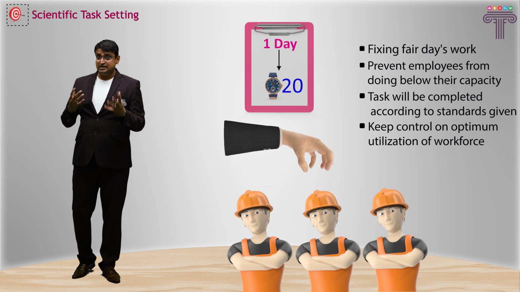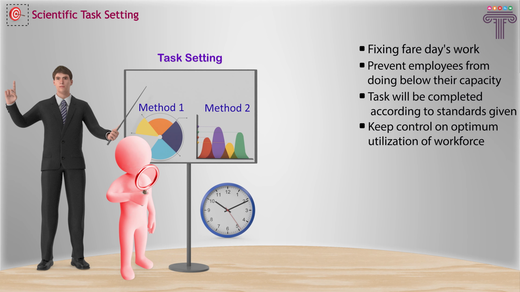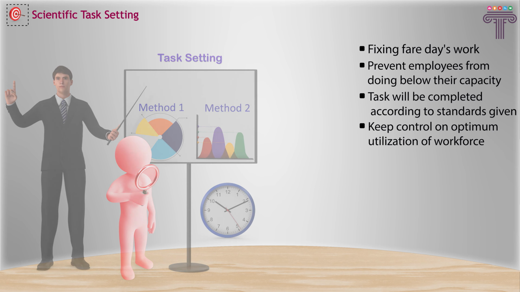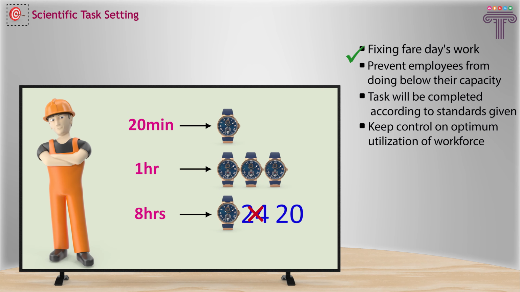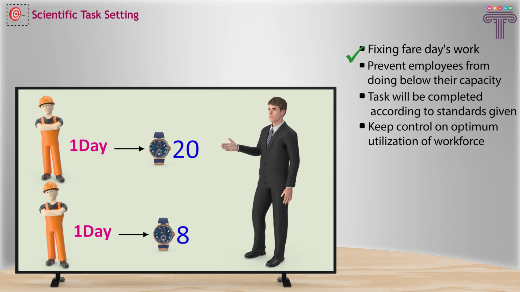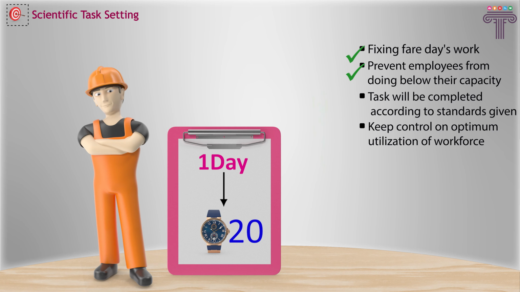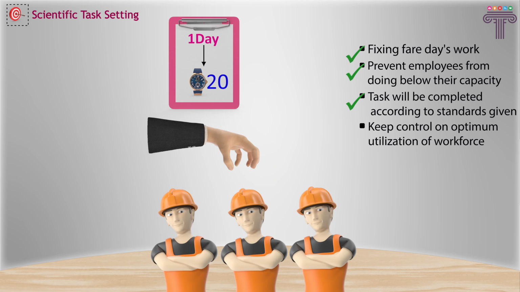scientific task setting basically helps us what? It helps us fix the standard time required to finish a task, which eventually leads us to what? Fixing a fair day's work, which eventually leads to what? Managers now have better control in controlling underperformance of the employee compared to their standard defined works. Employees are also aware about their tasks according to standard settings. Eventually, management has better control over optimum utilization of their workforce.